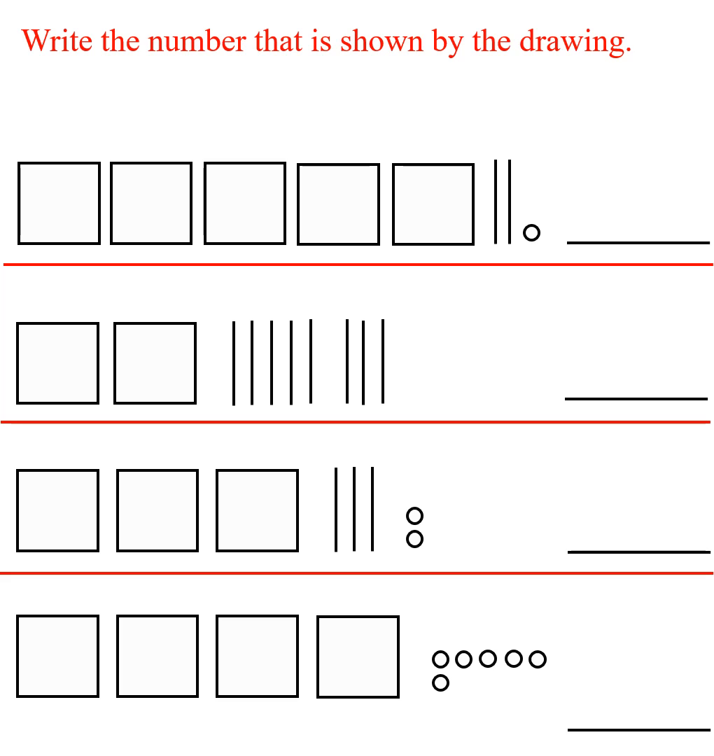This time we have to look at our quick hundreds, tens, and ones and write the 3-digit number. So what is that number that is shown by the drawing? So 100, 200, 300, 400, 500, 510, 520, 521. Next one, 100, 200, ooh, there's that group of 5. So 100, 200, 250, 260, 270, 280.